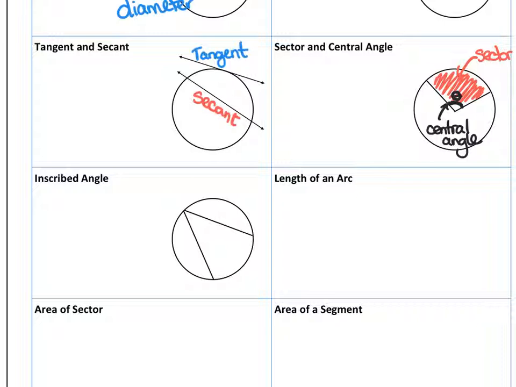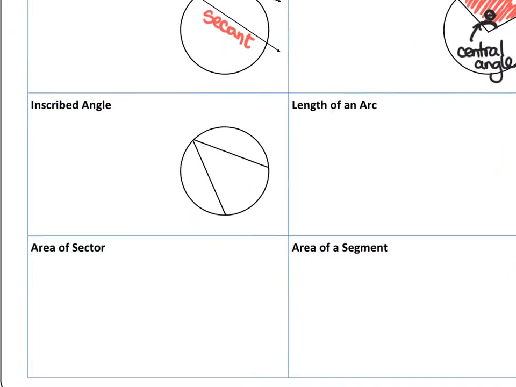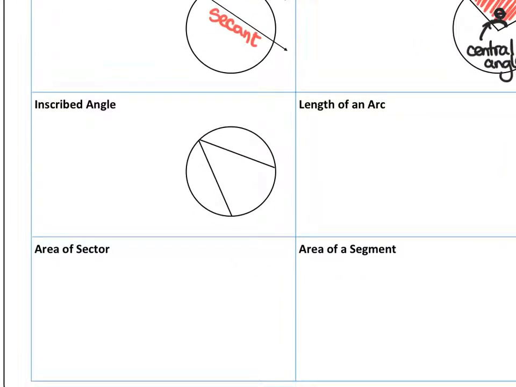All right. An inscribed angle is an angle that is made with two different chords. And that inscribed angle is right here. It's that angle that's made up of those two chords that meet at one point. So this is the inscribed angle right here.